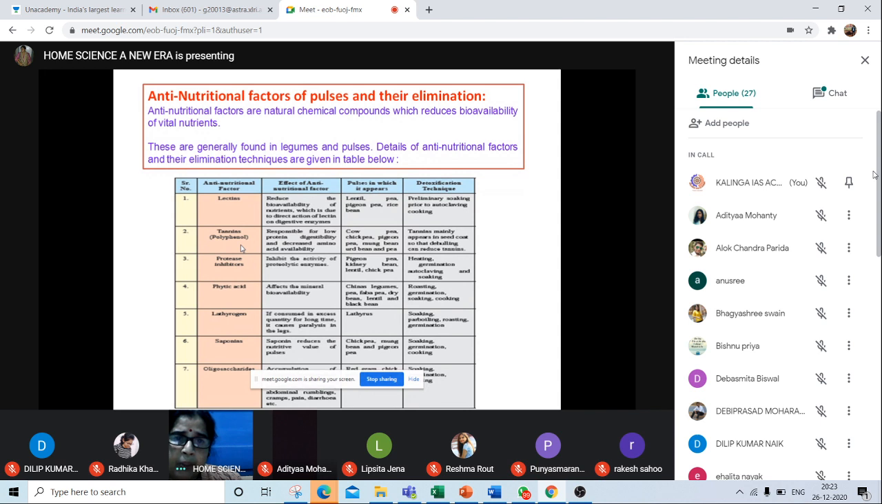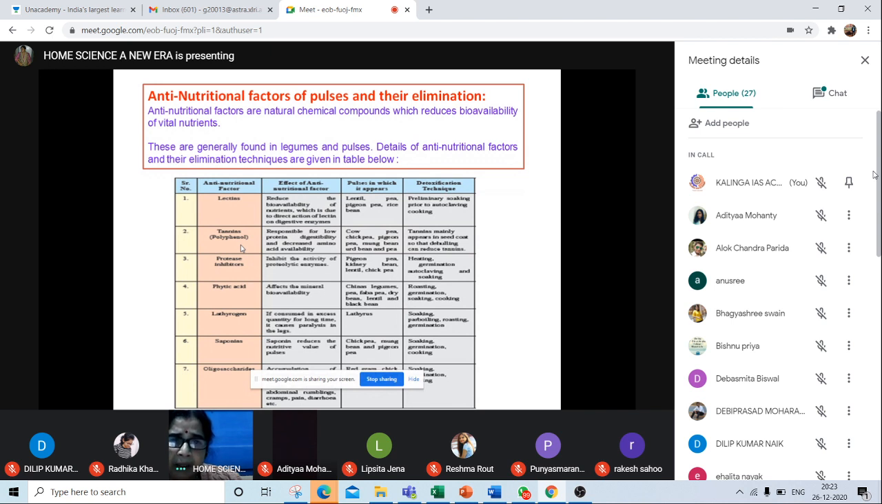Then protease inhibitor, which inhibits the activities of the proteolytic enzyme, which generally helps in the digestion of the protein. So pigeon pea, kidney bean and lentil, chickpea. The protein present in the pigeon pea, kidney bean and the lentil or chickpea, these protease inhibitors will inhibit the activity. So you can heat it, germinate it or autoclave it and soak it.